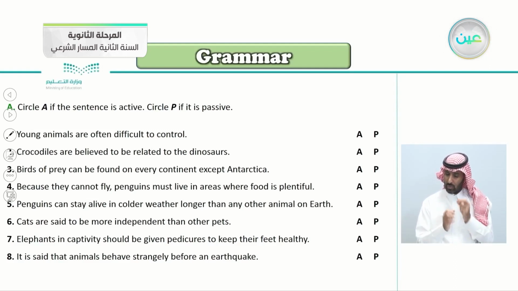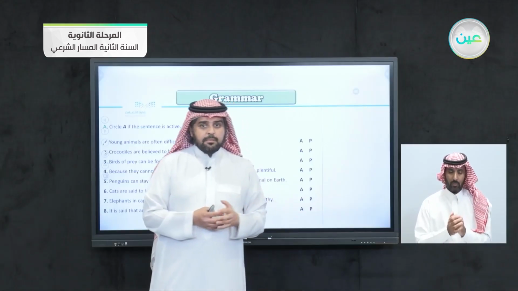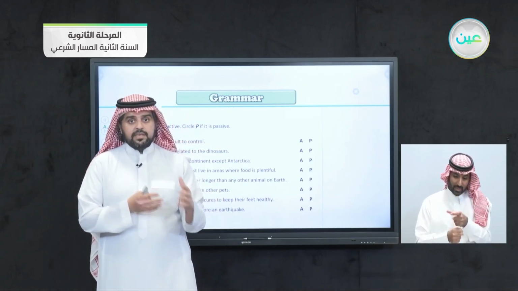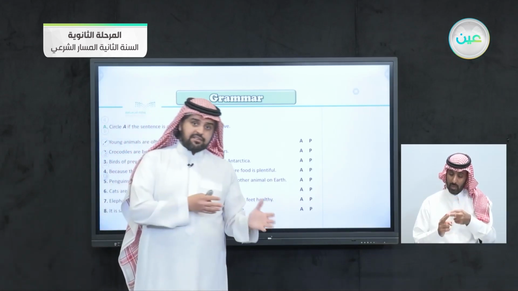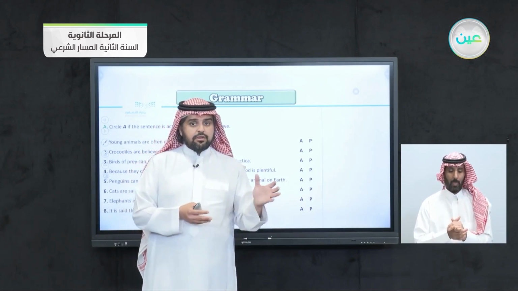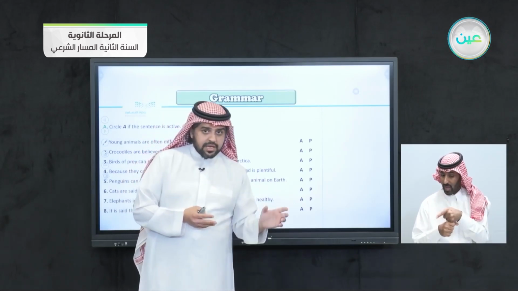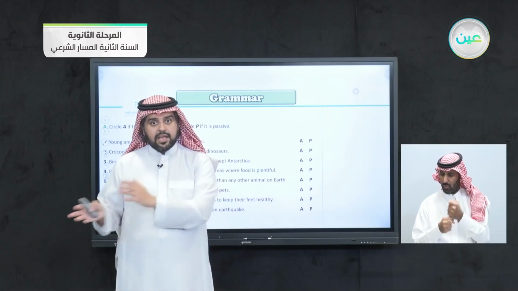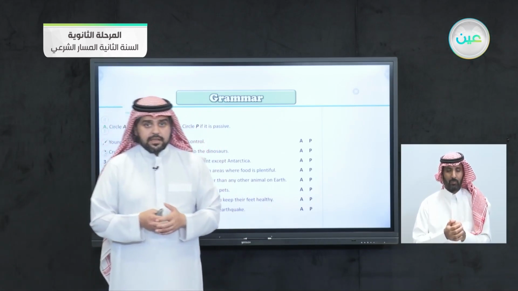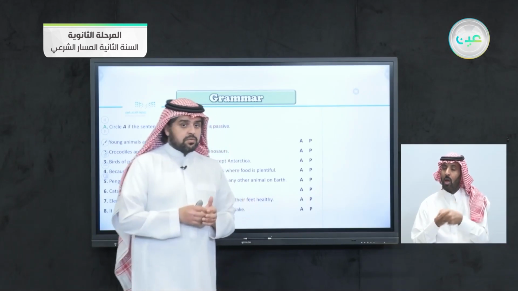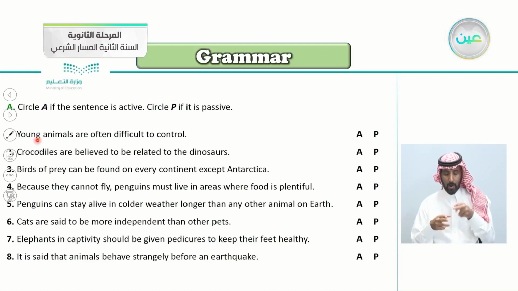How can you tell if it's active or passive? If it's passive, it always begins with the object, but the active begins with the subject. And remember the form of the passive, the modal, and then be, and then the past participle, and so on. But the main hint here is that the passive always begins with the object. So young animals are often difficult to control.